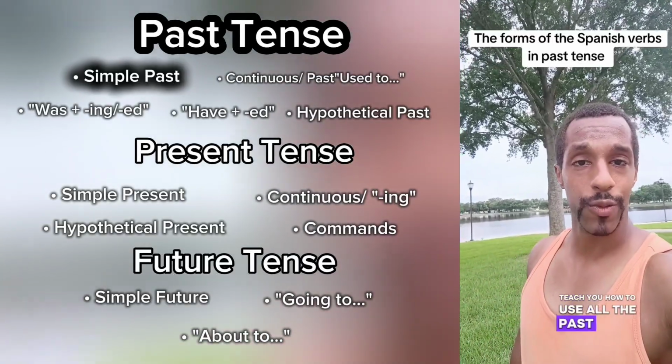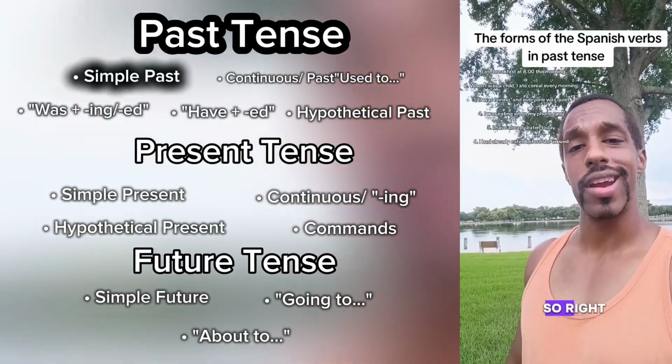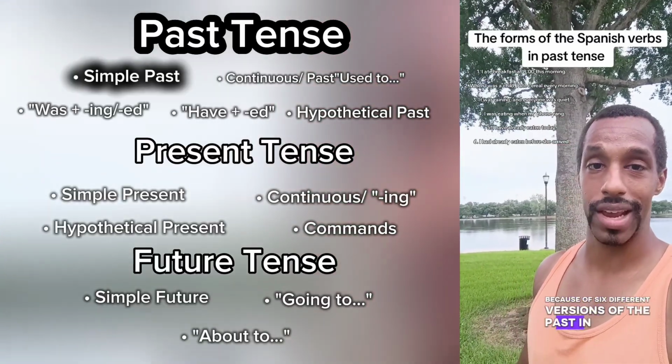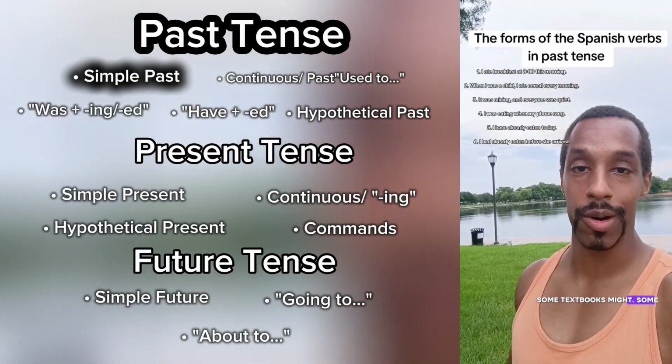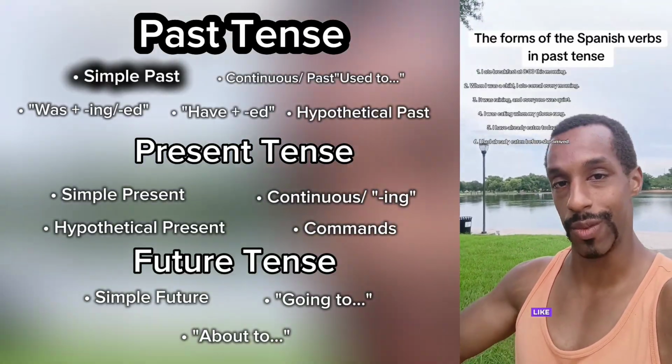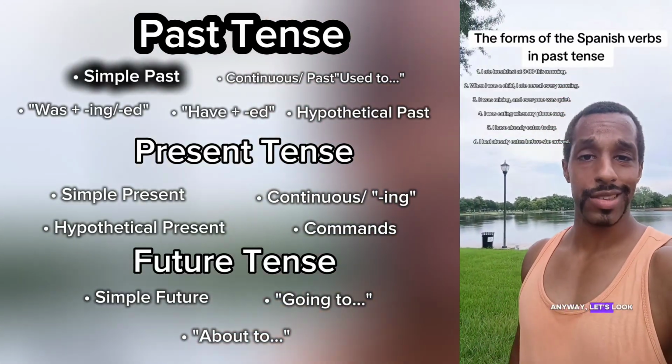I'll teach you how to use all the past forms of verbs in Spanish. Right here I have 6 sentences. Why? Because there are 6 different versions of the past in Spanish. Some textbooks might tell you there are more, but really it's only about 6. The rest are a combination of different forms of these. Anyway, let's look at the first sentence.